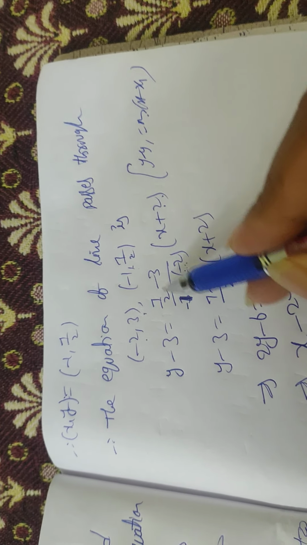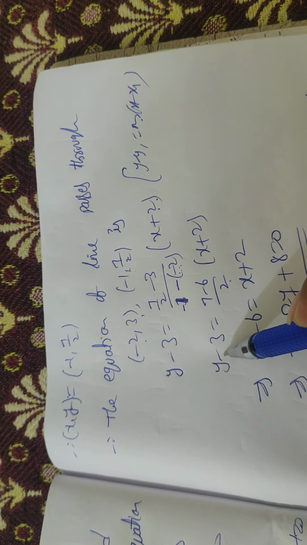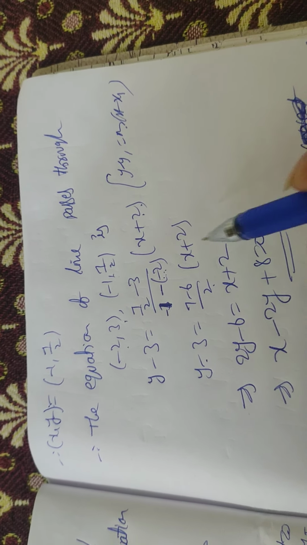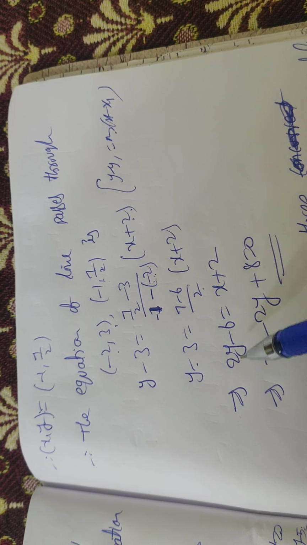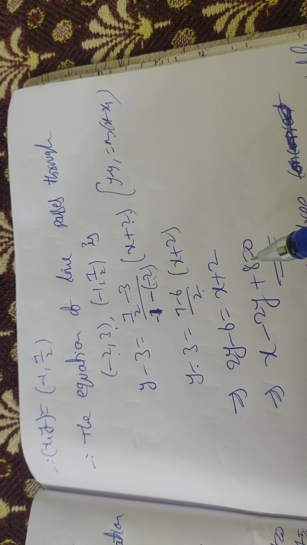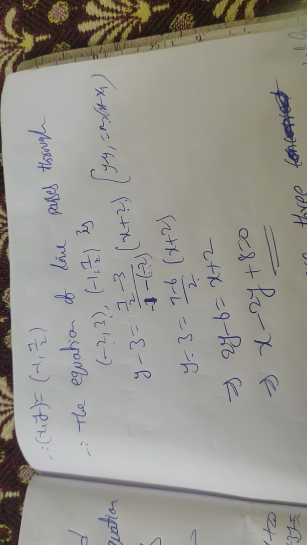Simplify this: (7 - 6)/2. Transposing the 2 to this side, 2y - 6 = (7 - 6) into (x + 2), that is 1 into (x + 2). That means x - 2y - 6 transposed to this side, plus 6 + 2 = 8, equals 0. So this is the answer for this question: x - 2y + 8 = 0.